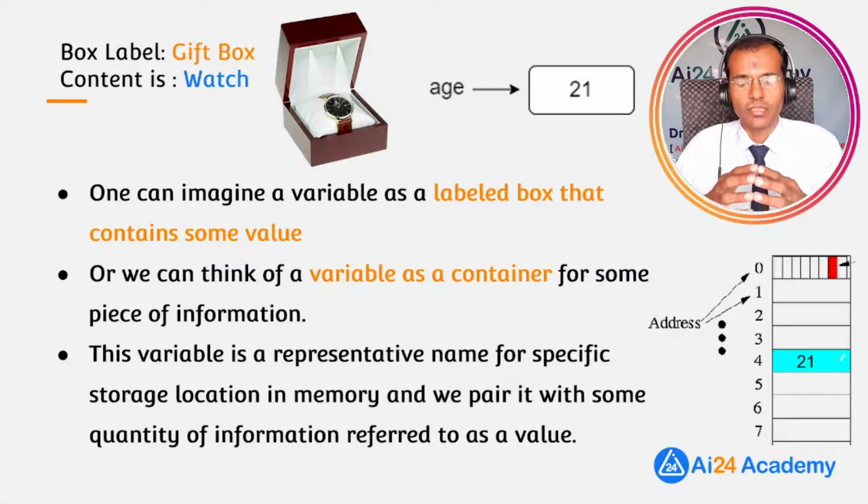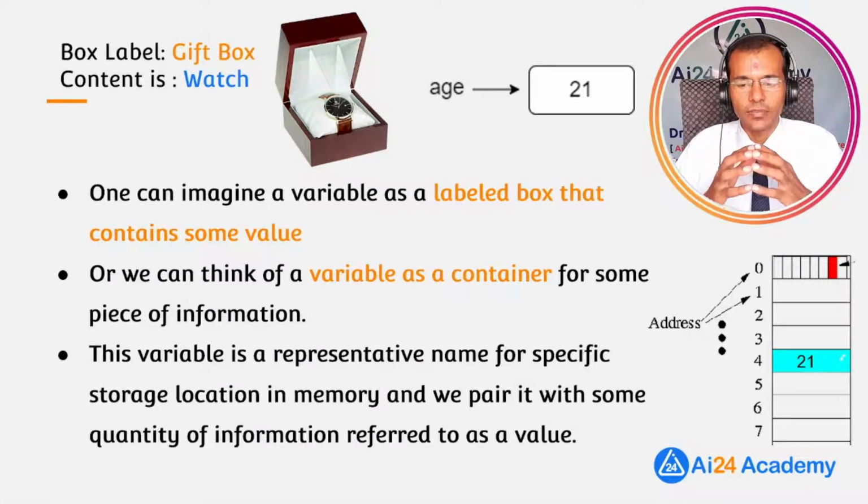A gift box is given, right? Within the gift box there is a watch. The label of this box is gift box and the content is a watch. In the same way, the label of this rectangular box is age and its content is 21. So one can imagine a variable as a labeled box that contains some value, or we can think of a variable as a container for some piece of information.